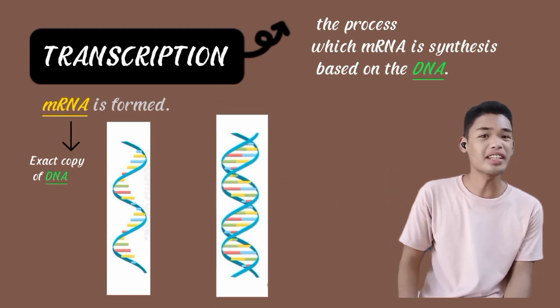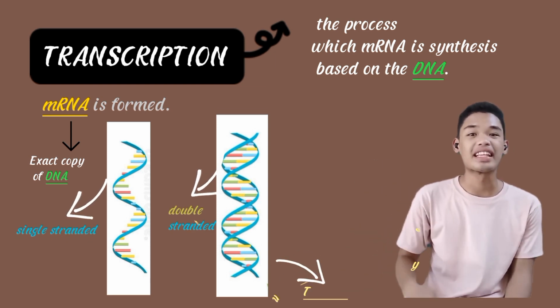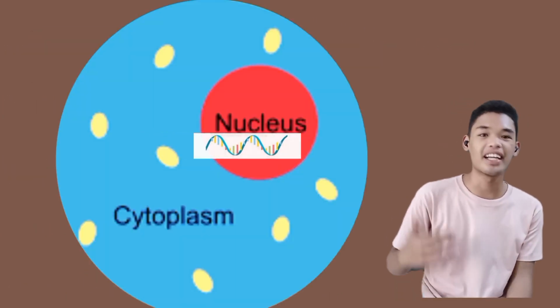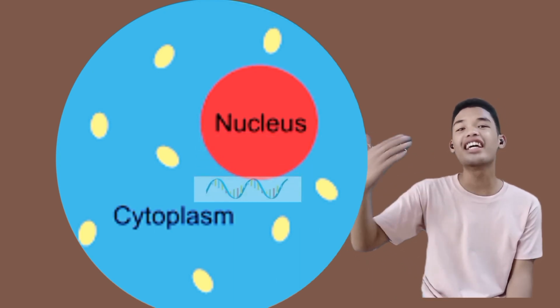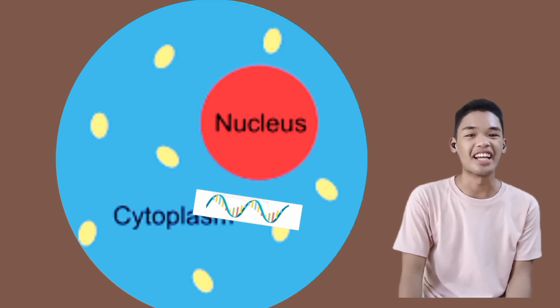The only difference between them is that the mRNA is single-stranded and the base thymine of the DNA is replaced by uracil. And now that the mRNA is ready, the mRNA will come out of the nucleus and enter the cytoplasm. And that's where the next process begins, the translation.